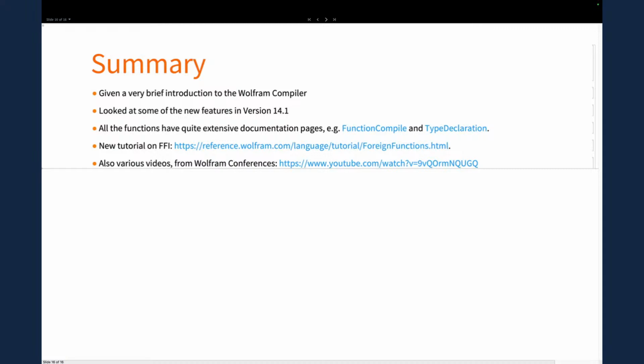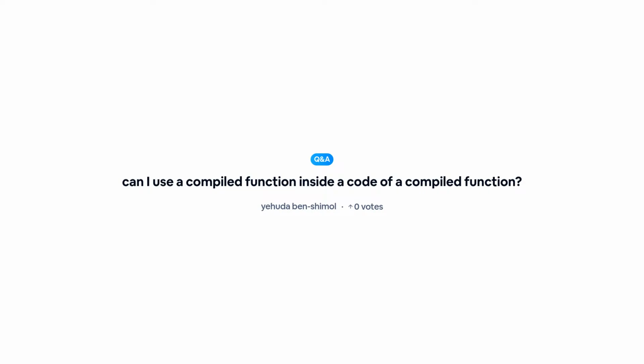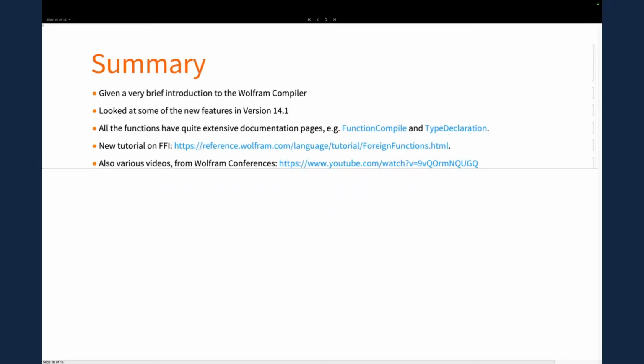Can I use a compiled function inside the code of a compiled function? The answer to that is yes. I think there's an example of that in the documentation. You can pass a compiled code function in as an argument, and that works. Can I use a package where all the functions are compiled and not need to recompile each time the package is loaded? That's a good question. And one way of doing that is to compile.